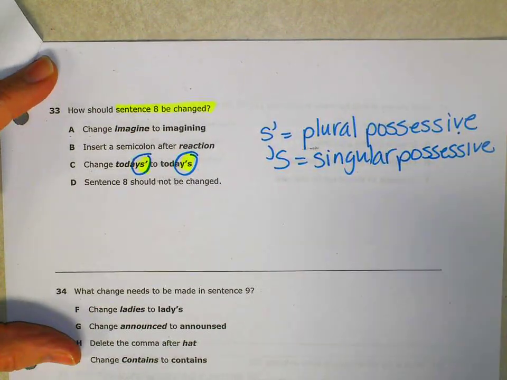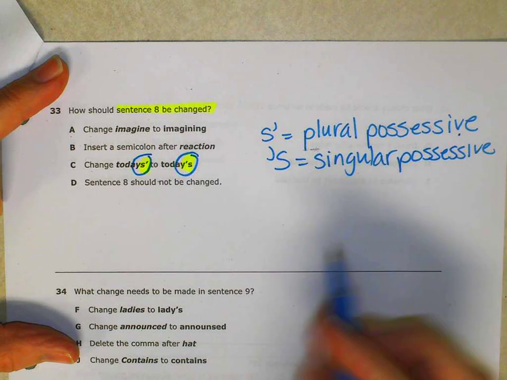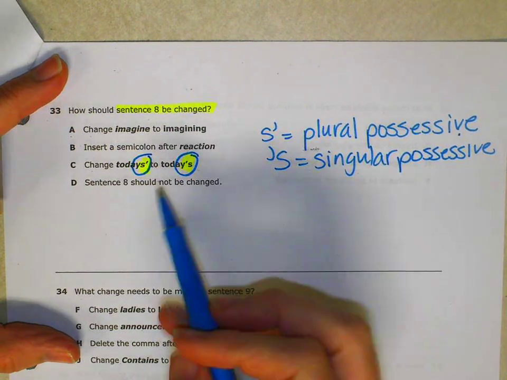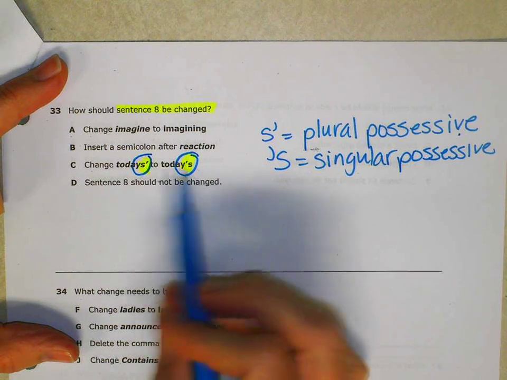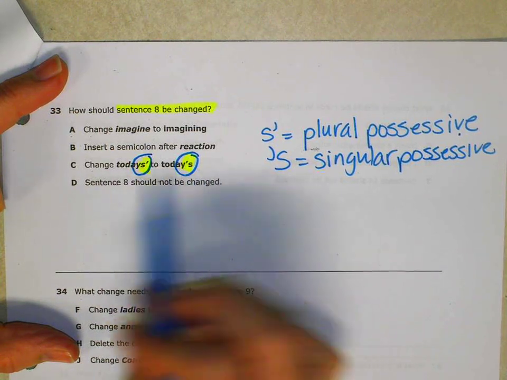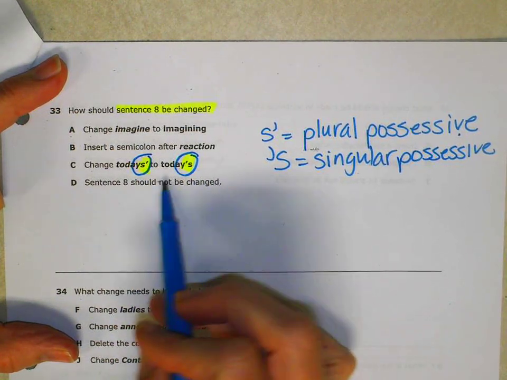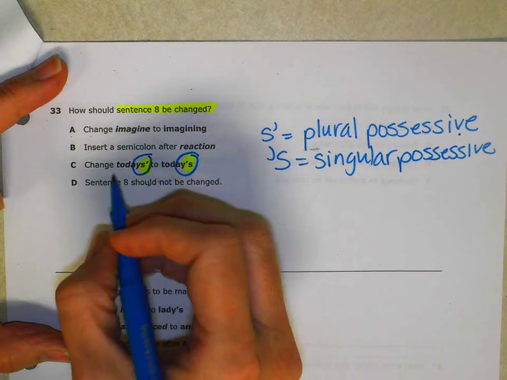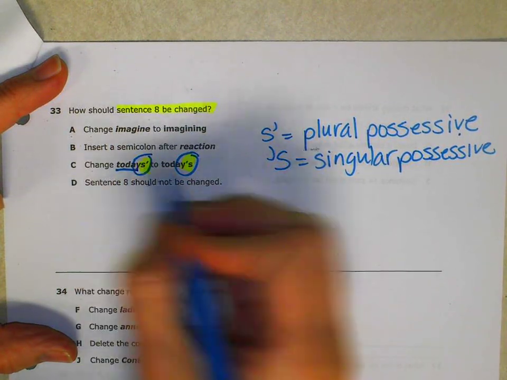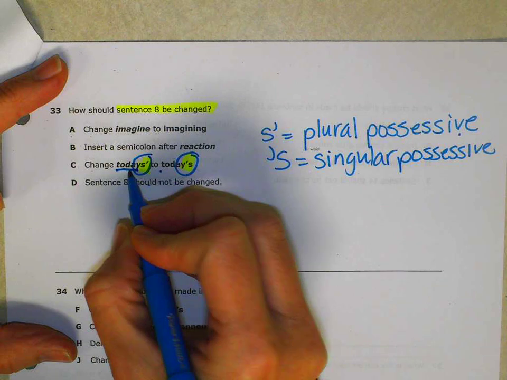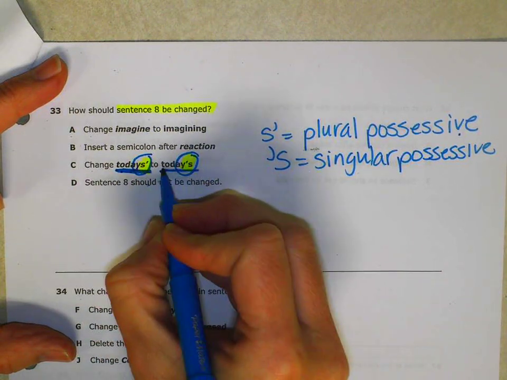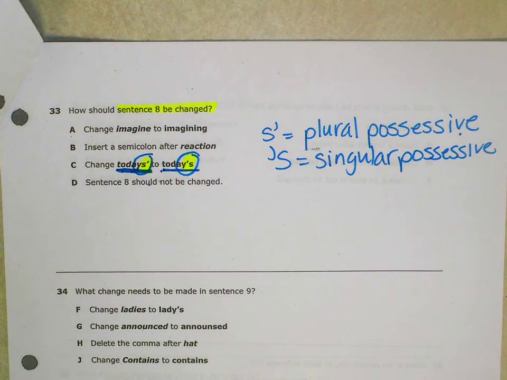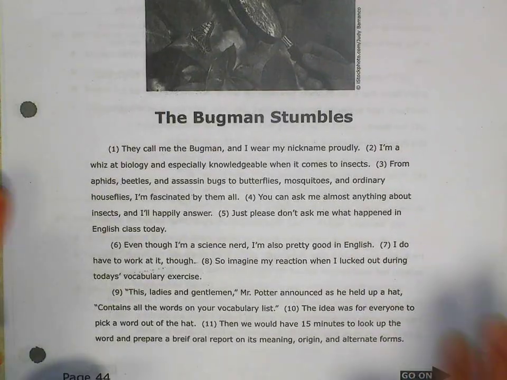So what you're going to do is this. You're going to go back into your passage, and I know that something is being owned because both of these have an apostrophe. So it's not asking me if something is being owned. It's asking me, is there one today, or is this one plural? So is there more than one today, or is there one today? So let's go look. We're going to look at sentence 8. So it's right here.